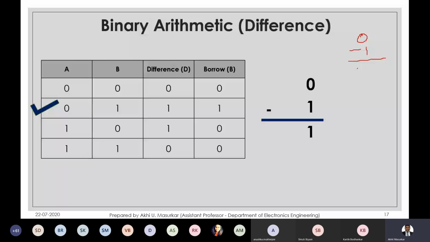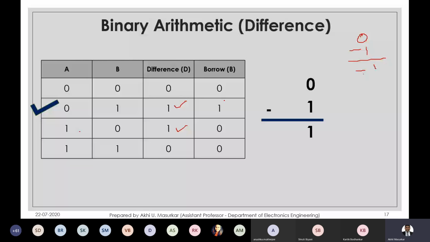0 minus 1 is minus 1, right? Now, how do you represent that? The difference between 0 and 1 is 1 only. The difference between 1 and 0 is also 1.